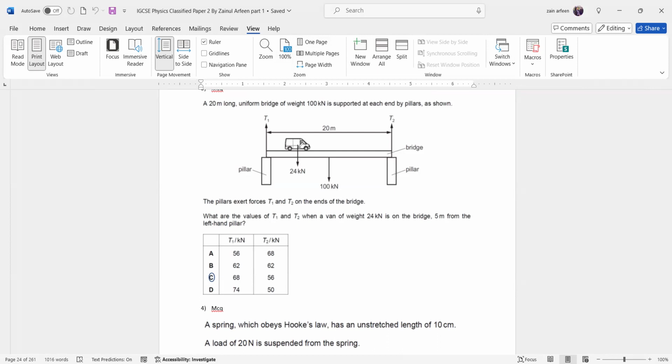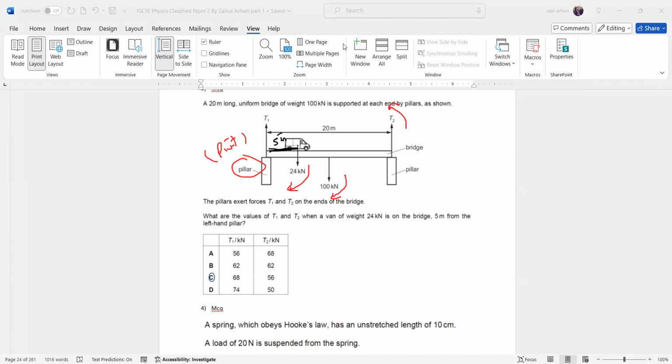So this distance is 5. Whenever two supports are there, you have to take one of them as a pivot. You can take T1 as a pivot, you can take T2 as a pivot. It's up to you, but you have to take one of them as the pivot. For example, I'm taking this support as the pivot, the point of rotation. This 24 kilonewton is causing a clockwise rotation. The 100 kilonewton is also causing a clockwise rotation, and T2 is causing an anti-clockwise rotation.